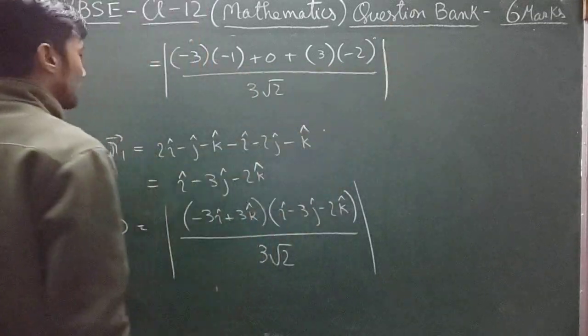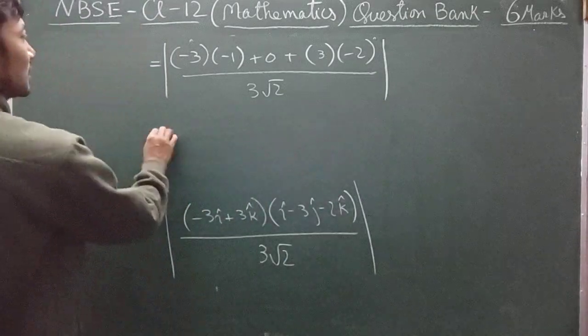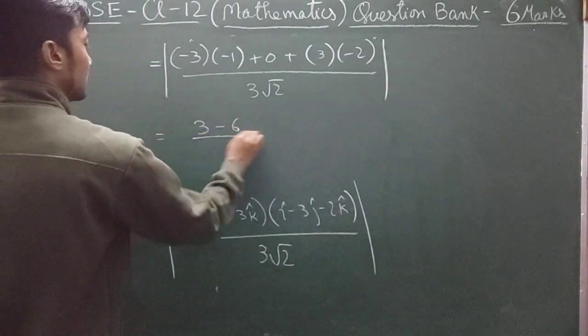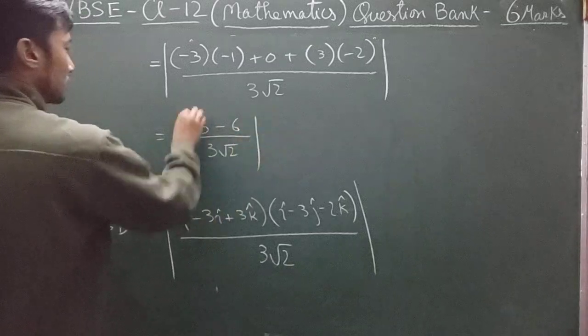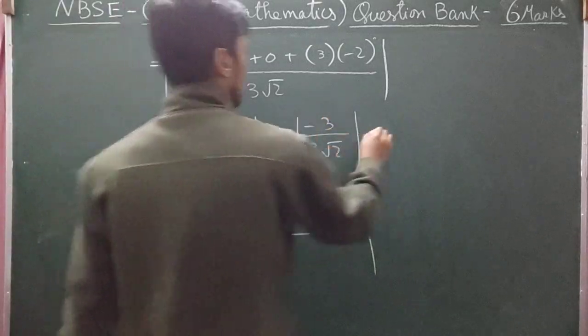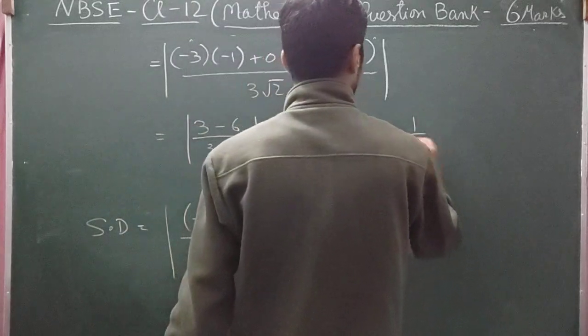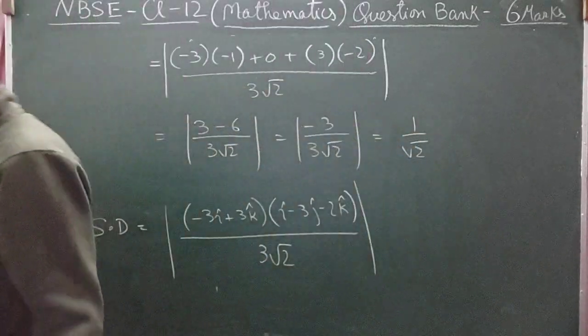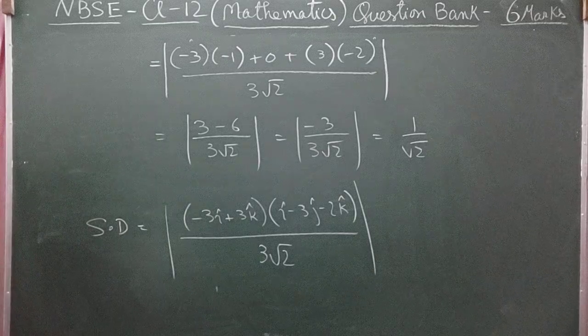Magnitude, shortest distance, so distance is always going to be positive, no? So that's like minus 3 minus 6 divided by 3 root 2. So that's like minus 3 divided by 3 root 2. So that's like positive 1 by root 2 units. Just check once.